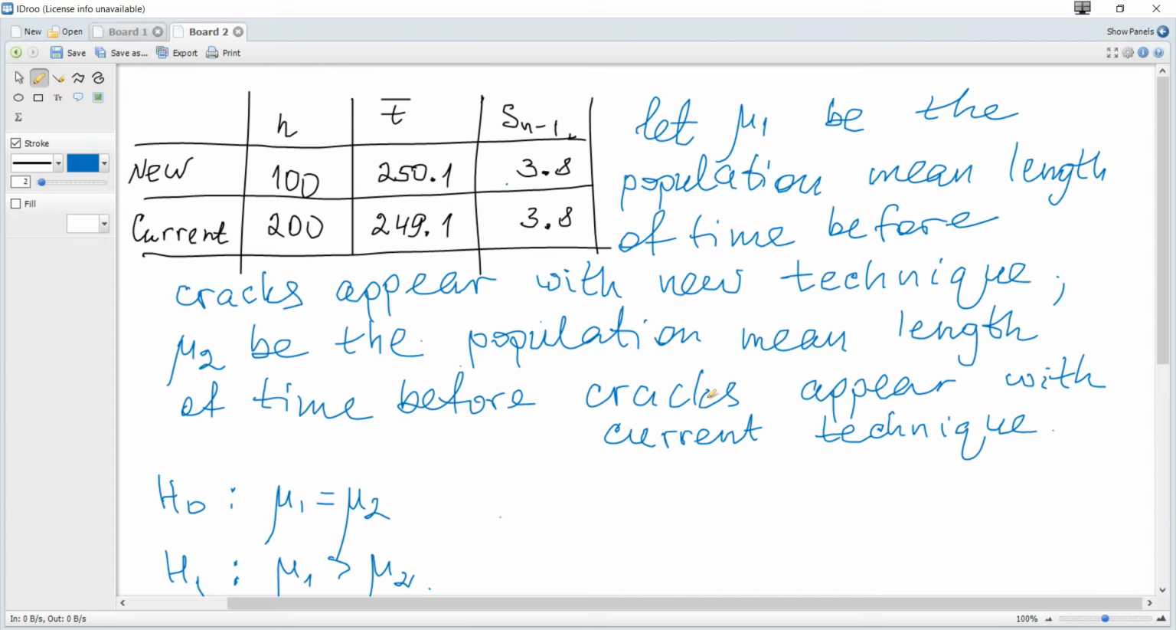And the last question. The company decides to go ahead with the new technique and publishes the following statement: statistical tests show the new technique will significantly increase the time before components crack and need to be replaced. Comment on this statement. 1 mark.